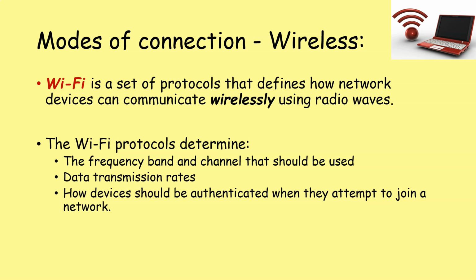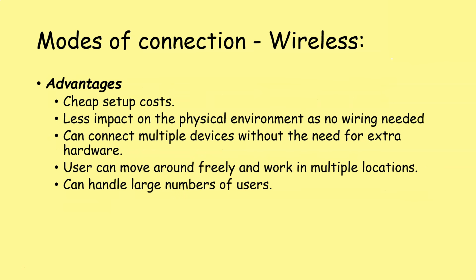Moving on to wireless. Wi-Fi is a set of protocols that define how network devices can communicate wirelessly using radio waves. The Wi-Fi protocol determines the frequency band and channel that should be used, data transmission rates, how devices should be authenticated when they attempt to join a network. The advantages of wireless connections, we've got cheap setup costs, less impact on the physical environment as no wiring is needed, we can connect multiple devices without the need for extra hardware, users can move around freely and work in multiple locations, and can handle a large number of users.